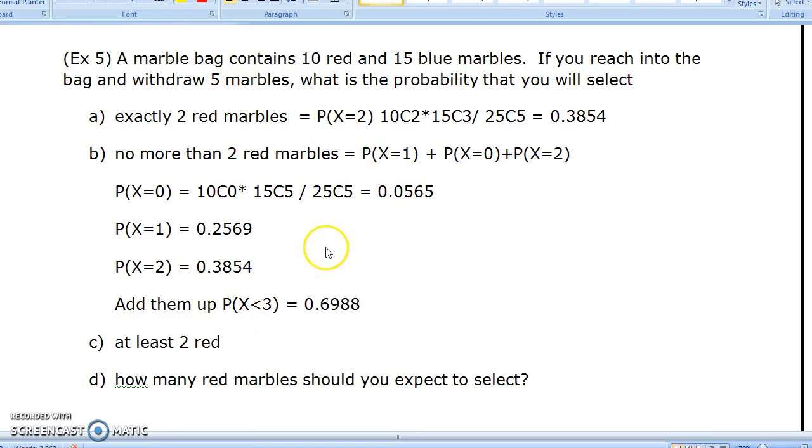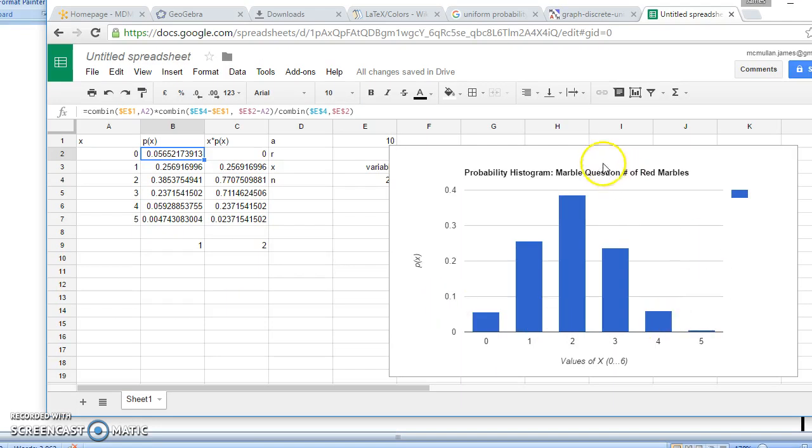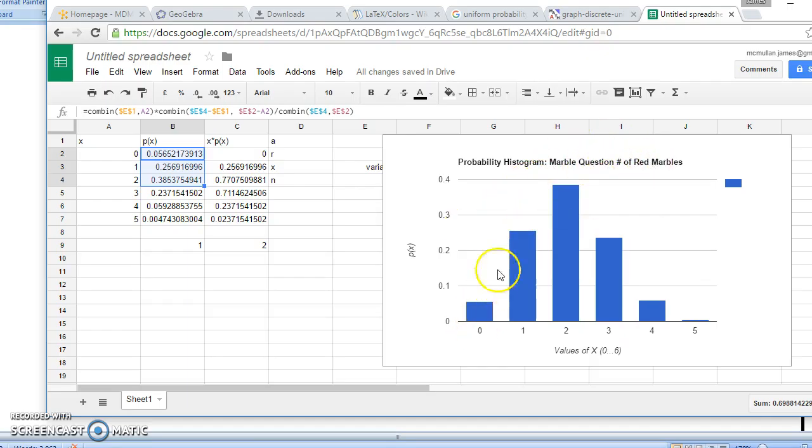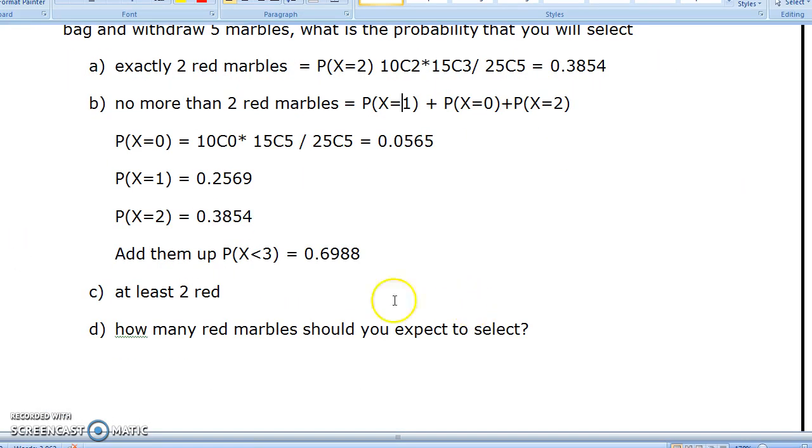Just as a quick check, let's go over to our distribution question. This is the histogram with the number of red marbles. If we add up 0, 1, and 2, we arrive at 0.6988, right? So this is our expected number. For red marbles, 0 is not that unlikely, 1 is fairly likely, 2 is fairly likely, 5 is very unlikely, because that would mean we got no blues, and there are more blues than reds, so it's likely we'll get some blues.